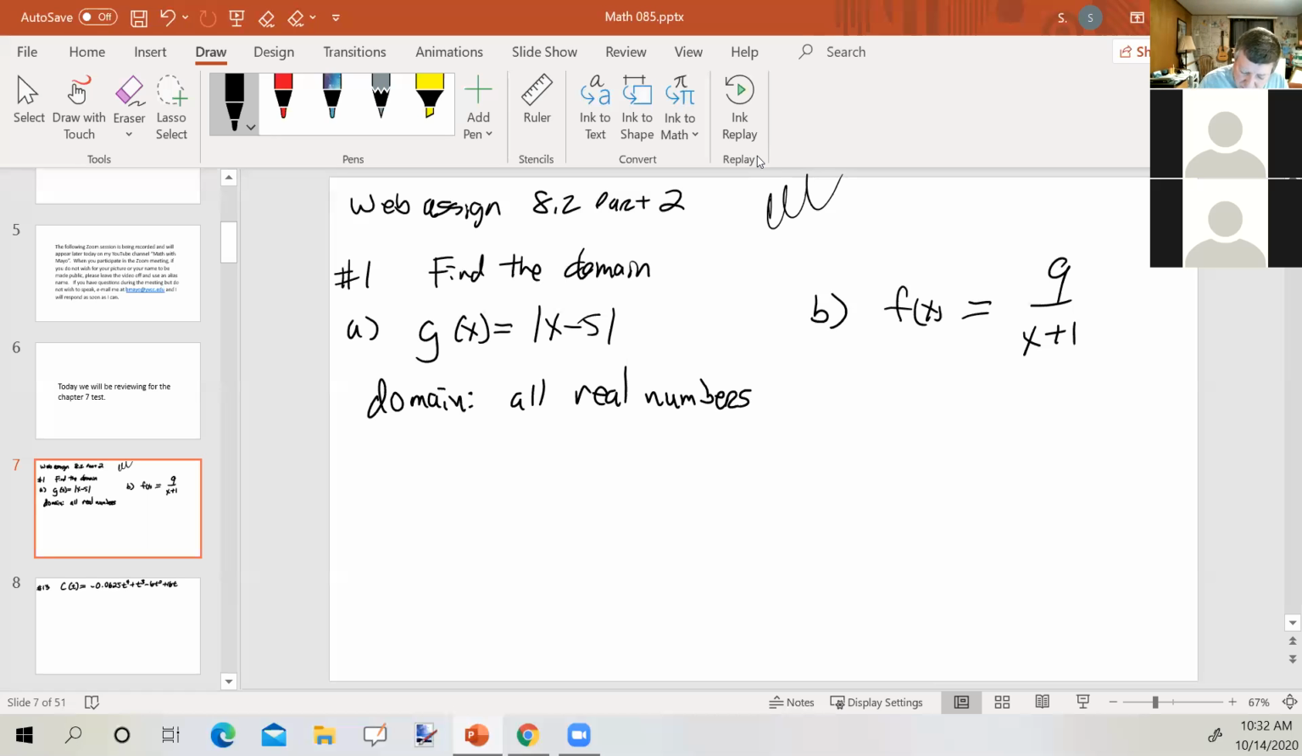Now, on WebAssign, one of the answers said the set of all real numbers. I just want to get you used to interval notation. In interval notation, you would have parentheses, negative infinity to positive infinity, parentheses. All right, so that's part A. Any questions on that?